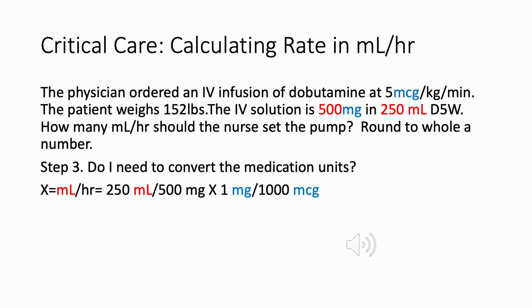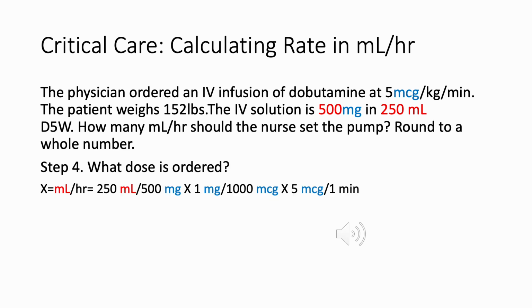In step 3, I need to know if I need to convert the medication units. And as you can see here, the IV solution has 500 milligrams, yet the order is in micrograms. So I do need to convert. So the conversion is going to be 1 milligram divided by 1,000 micrograms. In this next step, I'm looking for the dose that is ordered. So it's 5 micrograms in 1 minute is what I need to add in my equation next.